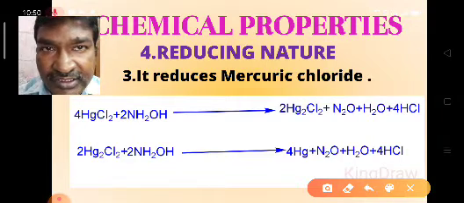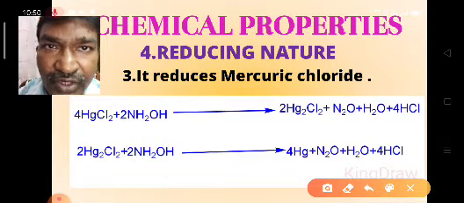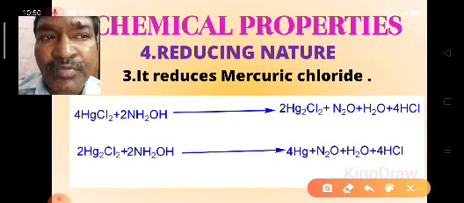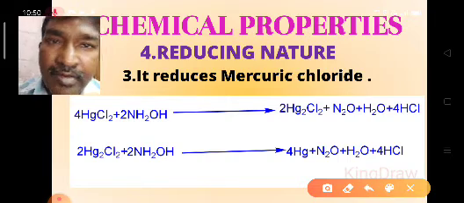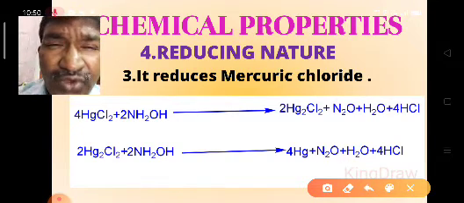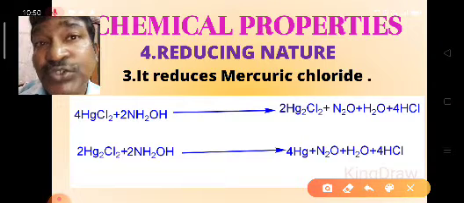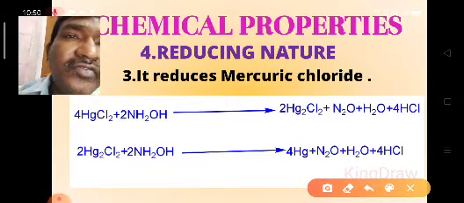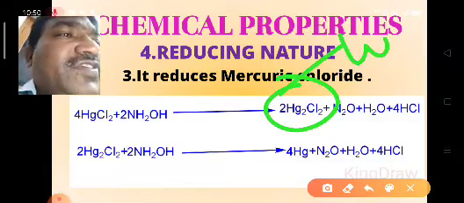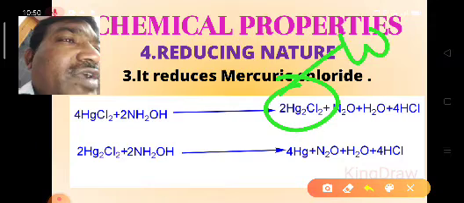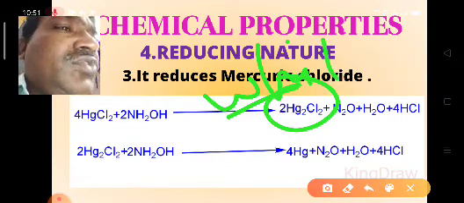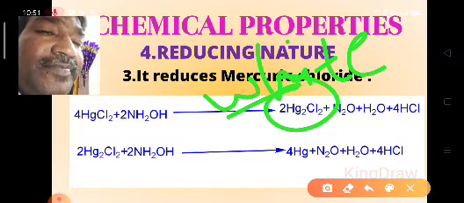But whenever hydroxylamine reacts with mercury chloride, first of all, mercury chloride is reduced to mercurous chloride. Mercury chloride formula is HgCl2. Mercurous chloride formula is Hg2Cl2. This Hg2Cl2 is a white color precipitate. Mercurous chloride is a white color precipitate.